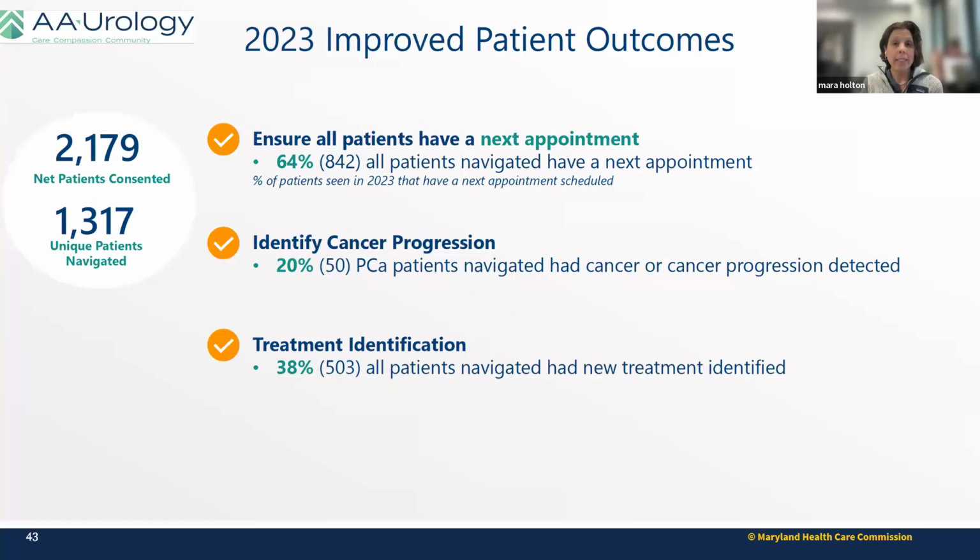But in this patient population, we set a couple of metrics. These are only some of them: to ensure that all patients had a next appointment, identify cancer progression, and identify novel treatments that we were not offering to patients, which were guideline driven. So what we will now be able to do is look at how we do in 24, presumably improving.